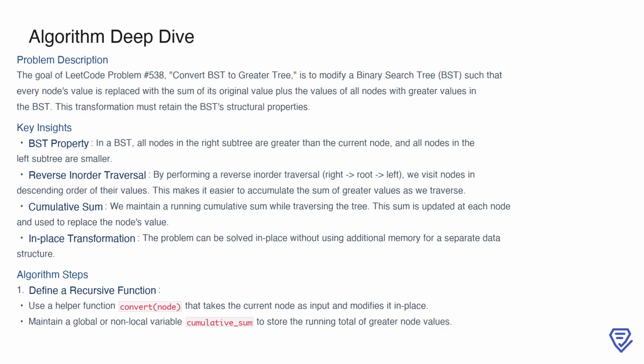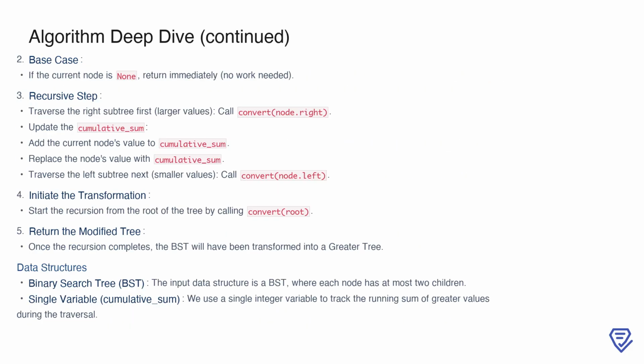This approach allows us to modify the tree in place, avoiding the need for extra memory to store the transformed values elsewhere. To implement this transformation, we start by defining a recursive helper function called convert that takes the current node as input. The function modifies the node's value in place while updating a running total, stored in a variable called cumulative_sum. The base case for this function is straightforward. If the current node is null, we simply return without doing any work.